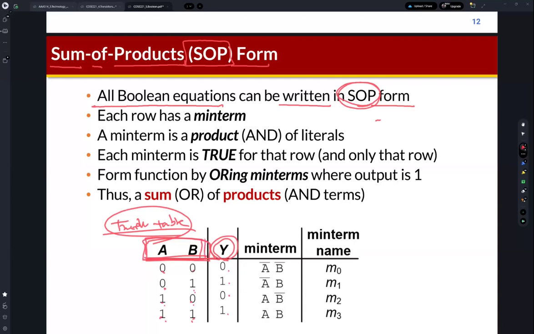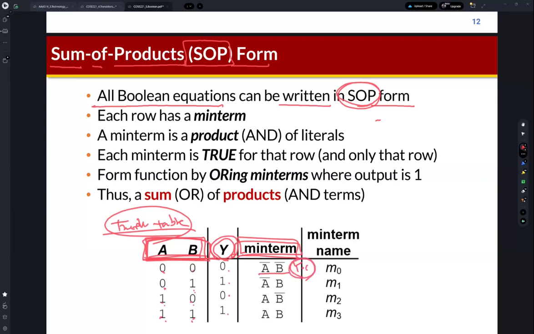If we observe this truth table, you can define a min term. A min term is the product of all input variables. And this min term represents the inputs that can make the output 1.